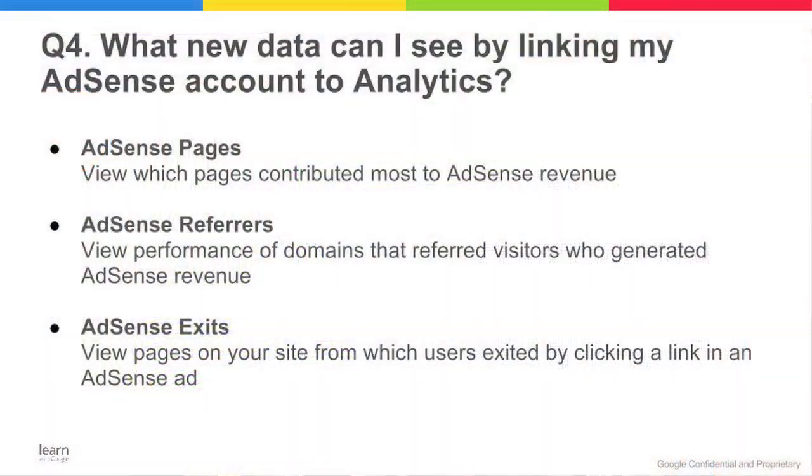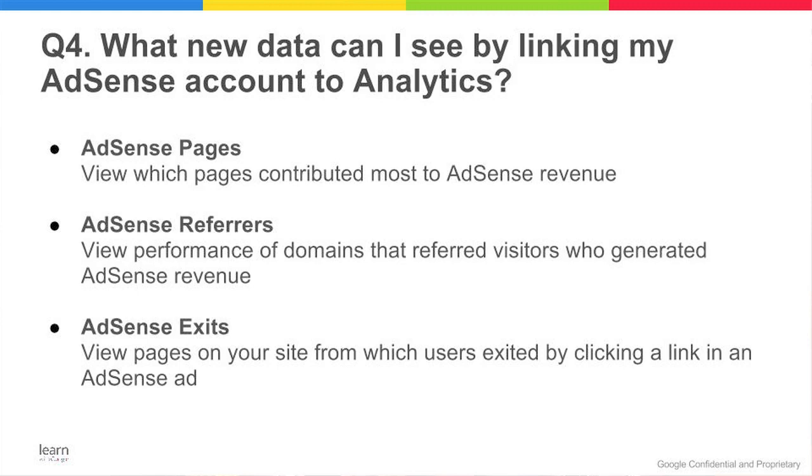So when you link your AdSense account to Analytics, you can reach the AdSense reports under the Content section on the left navigation bar in Analytics. When you check that reporting area, you will see 3 reports: AdSense Pages, AdSense Referrers, and AdSense Exits. Let me quickly talk about these 3 reports.